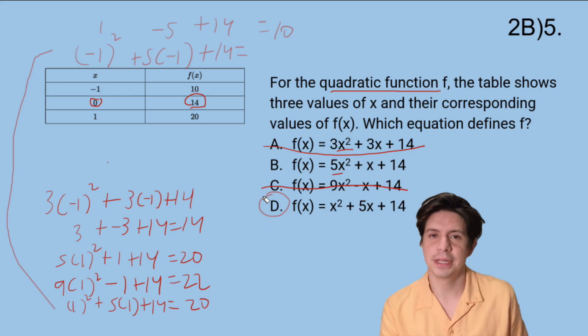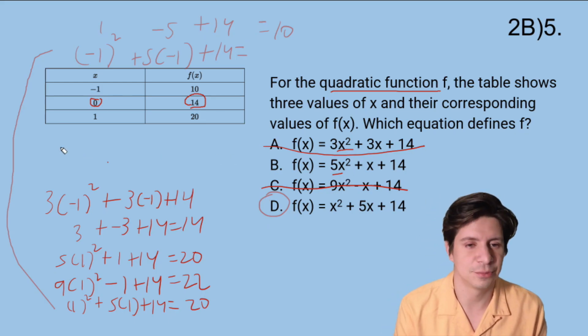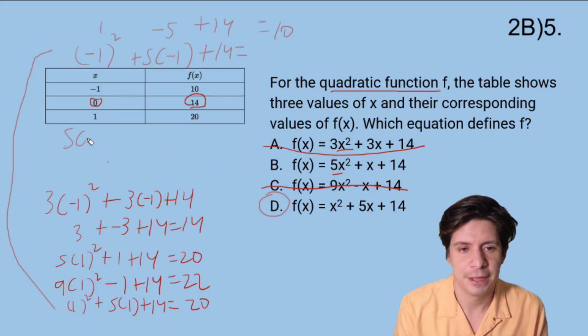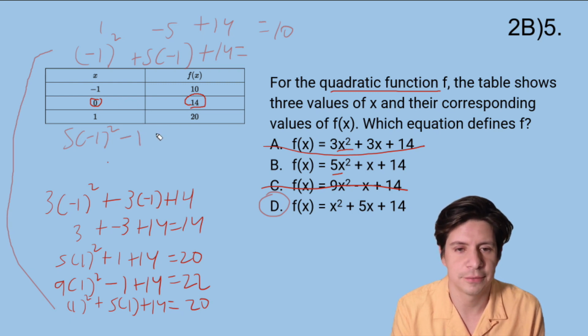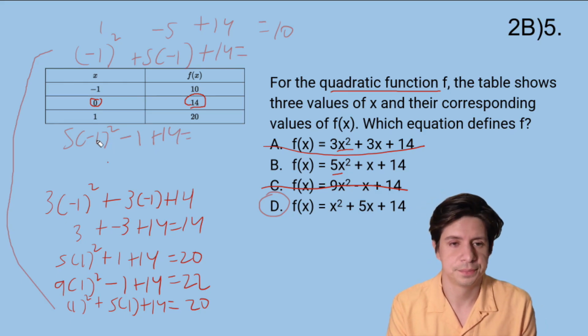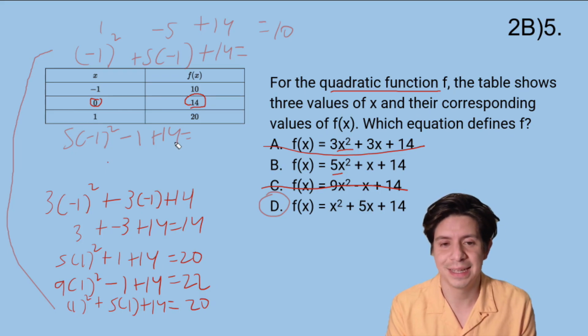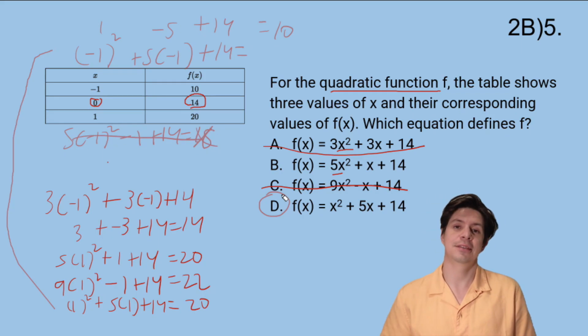And just as a treat, because I love doing the math so much, I'm going to plug in -1 for B to show you why it doesn't work there, right? We're going to get 5 times -1 squared minus 1, right? Because it's plus -1 plus 14. -1 squared is 1 times 5 is 5. Plus 14 gets us 19 minus 1 gets us 18. Boo, 18, not 10. All right, so we have D as our answer here.